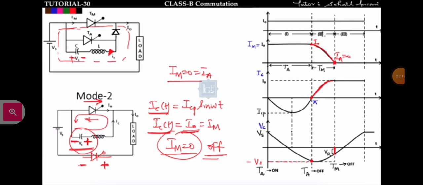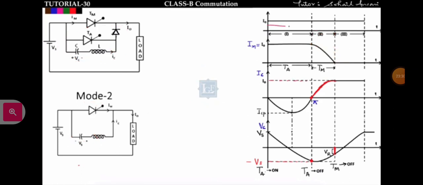You can see that this is the ending of mode 2, this is mode 2. So at the end of mode 2 the main current will be 0, and if I ask you what is the capacitor current, it will be the maximum current, that is equal to I naught. Now I define the mode 1 time as T1 and mode 2 time as T2. Now suppose I ask you what is the voltage across this capacitor at the end of mode 2. It is nothing but minus VR only.